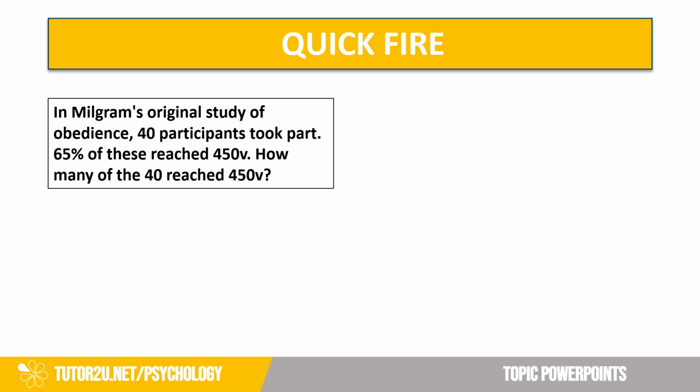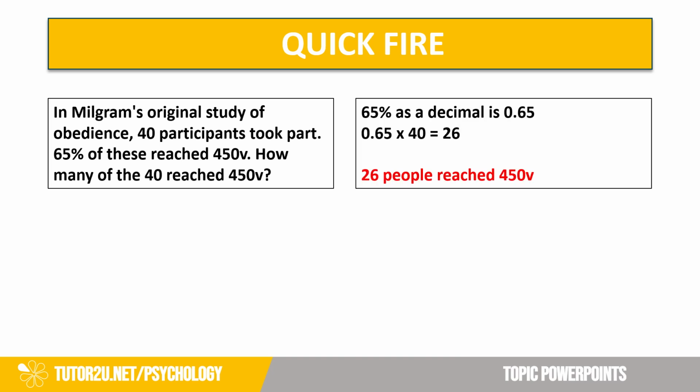And our last question then of the session. In Milgram's original study of obedience, 40 participants took part. 65% of these reached 450 volts. How many of the 40 reached 450 volts? So here, the way we would work this one out, our answer is 65%, because as a decimal that is represented as 0.65. We times that by the participant number, which is 40, and that is 26 people reached 450 volts.